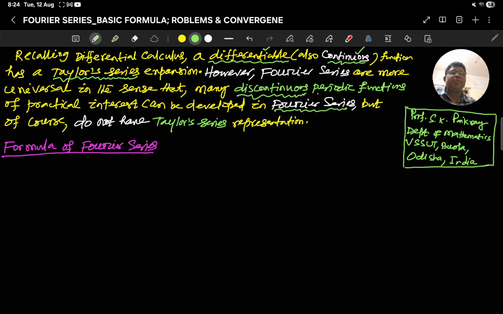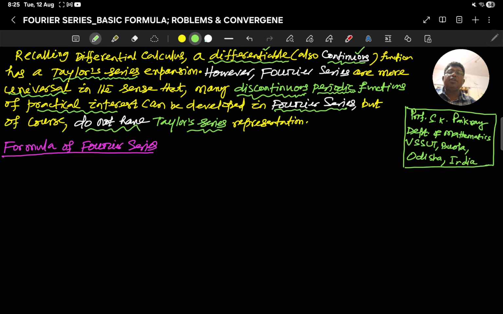Moreover, if the functions are periodic, then we can have the Fourier series expansion, but do not have the Taylor series representation. So Fourier series are more universal in the sense that many discontinuous periodic functions of practical interest can be developed in terms of Fourier series but do not have the Taylor series representation.